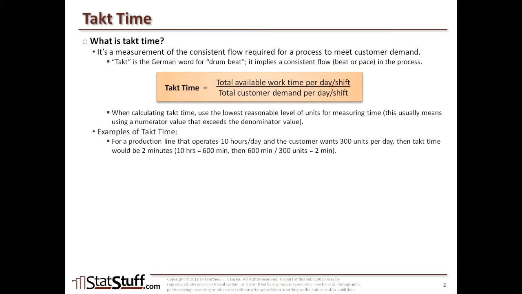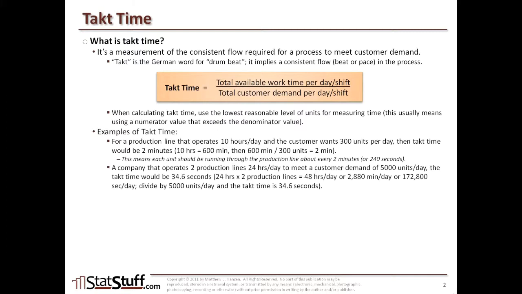Basically, let's say that you have a production line that operates 10 hours a day and the customer wants 300 units per day. Then the Takt Time would be 2 minutes. That is, you take 10 hours. Well, 10 is a smaller numerator than the 300 units. So we want to make that 10 hours converted to, let's say, 600 minutes. Then the 600 minutes divided by the 300 units equals 2 minutes. So by saying 2 minutes is our Takt Time, we're really saying that each unit is going to be running through the production line about every 2 minutes.